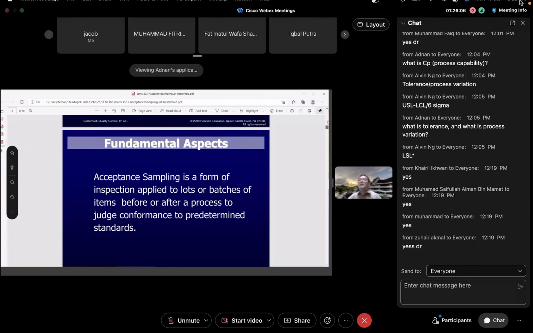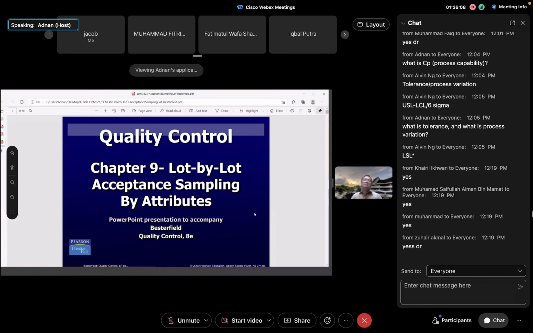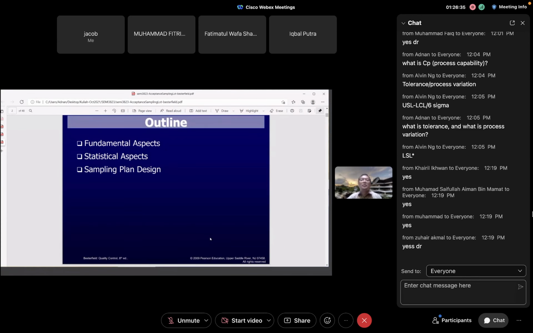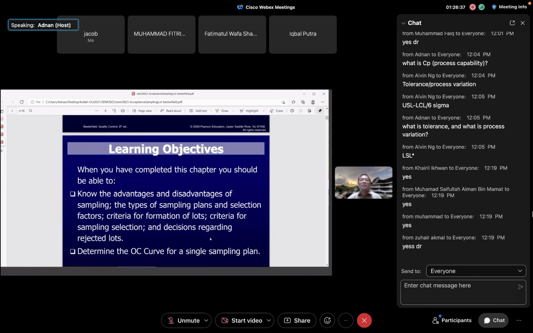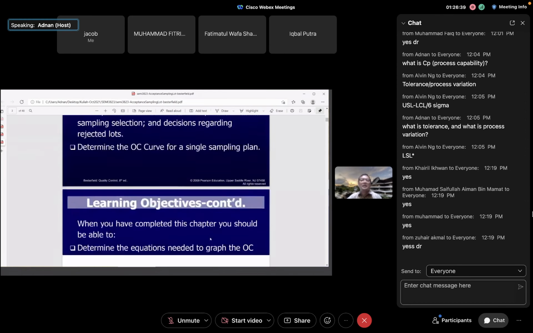Okay, I go back to this. We call it lot by lot acceptance sampling. This is where we make a decision based on a sample. Sampling here is by attributes. We already know what an attribute is. So the sampling that we are discussing is based on attributes. On this outline, I just skip. You can go and read on your own the objectives and so on.